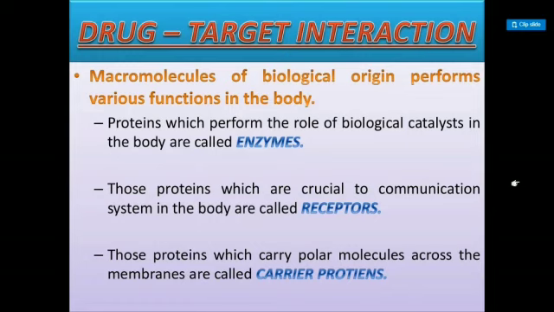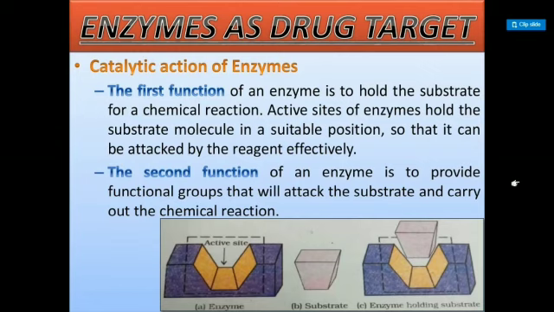Those proteins which carry polar molecules across the membranes are called carrier proteins. So in this way different types of molecules and functions are there in our body. So how does the drug work on it? Enzymes as drug target. Catalytic action of enzymes: the first function of an enzyme is to hold the substrate for a chemical reaction.